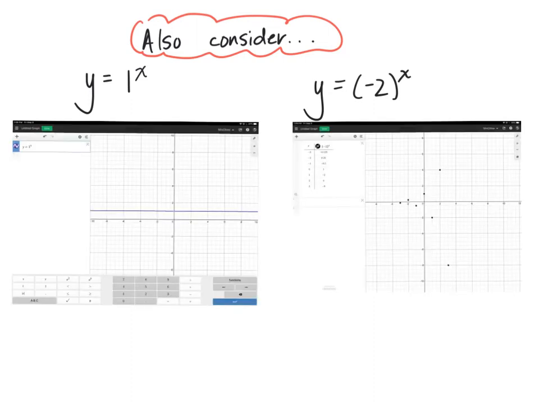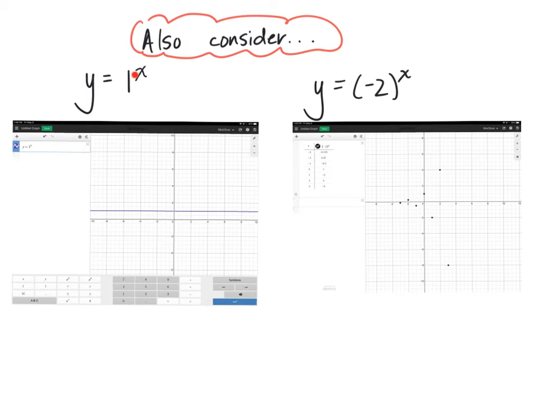Let's start with y equals 1 to the x. When we use a table of values or even Desmos to examine what this function looks like, we notice that as we take our 1 and raise it to any exponent, we're always going to get 1 as our answer. So we really just get a horizontal line here. Notice that that does not look like an exponential function. It's showing neither exponential growth nor exponential decay.